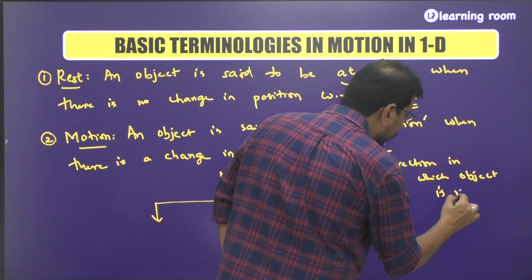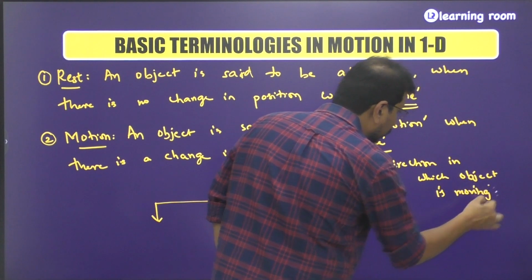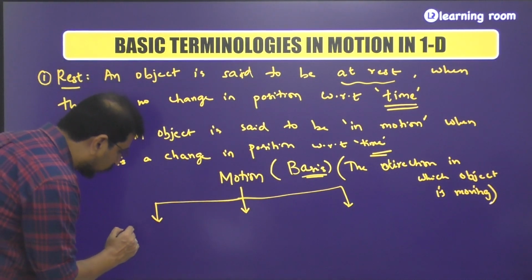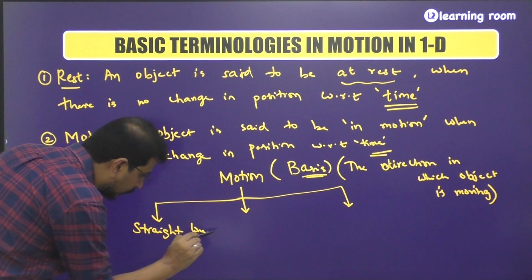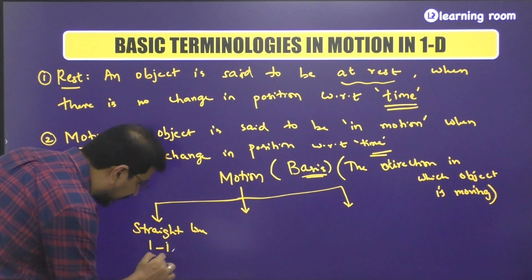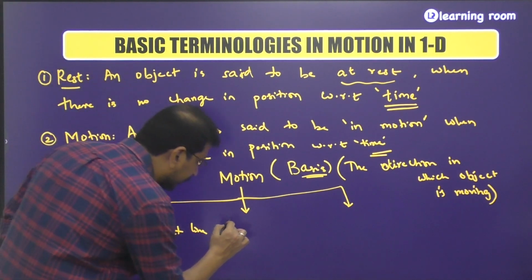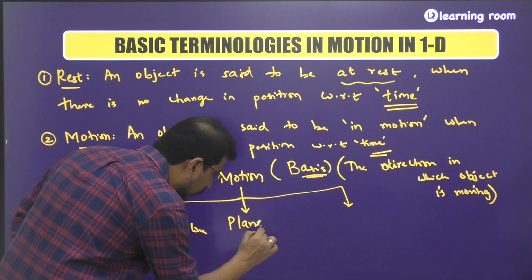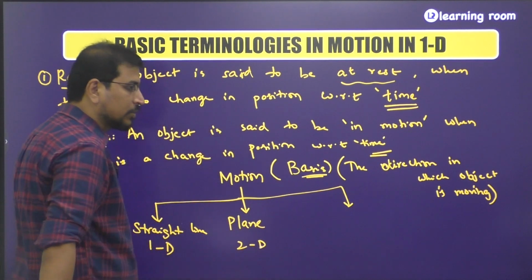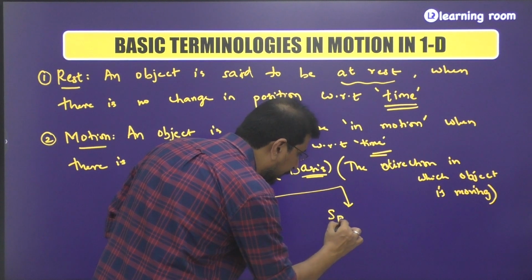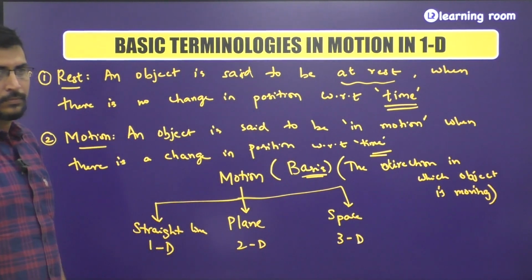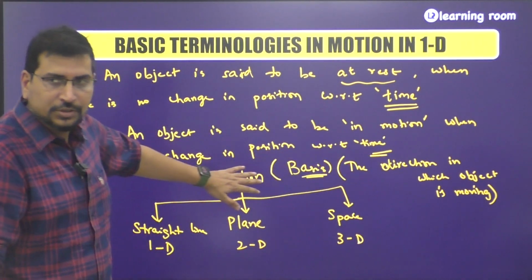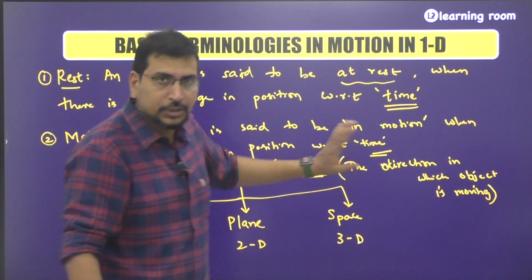The direction in which the object is moving. So if it is moving in a straight line, you call it one dimension. If it is moving in a plane, you call it two dimension. If it is moving in space, you call it three dimension. But here our topic of discussion is confined only to the direction. Are you able to understand?